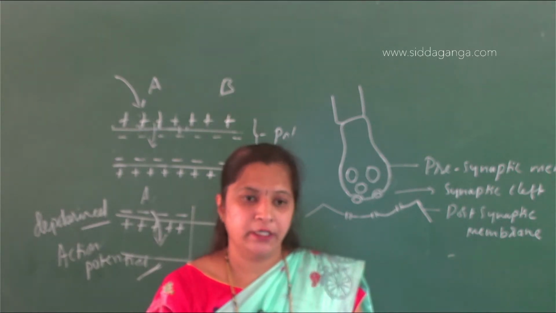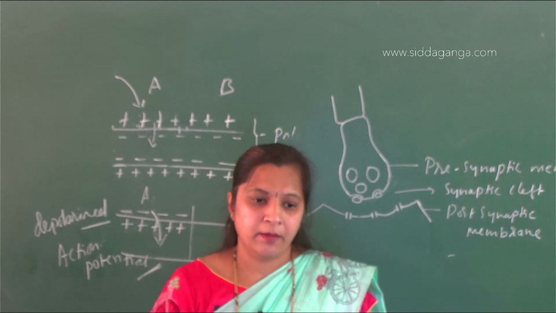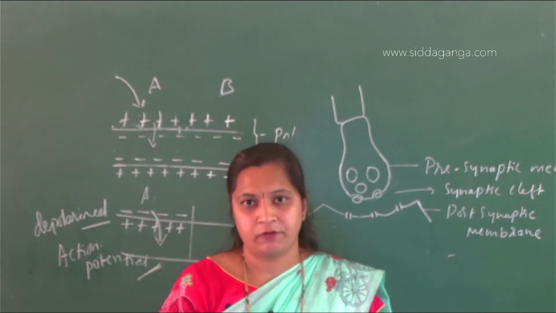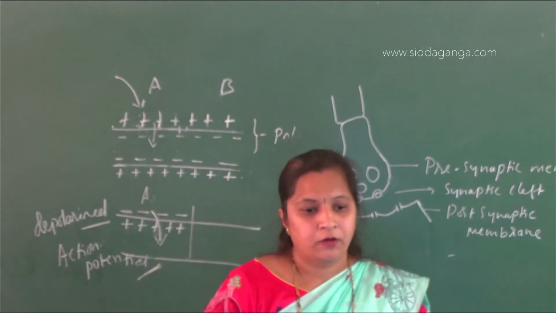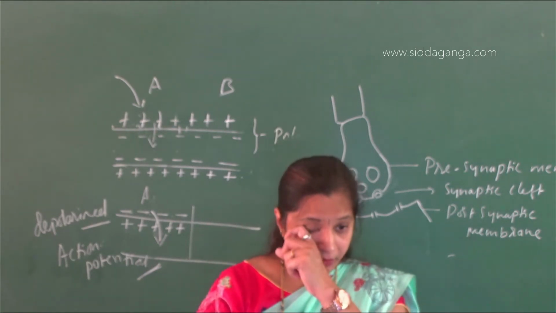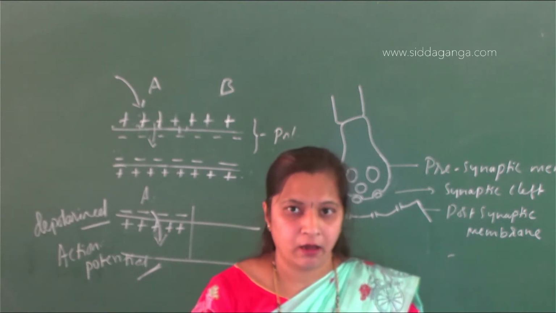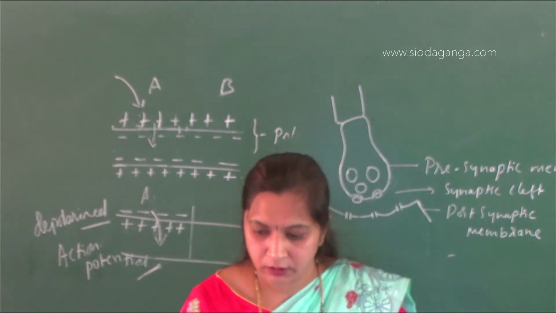So the right option here is all of these. The synapse is formed by all of these. That is, all of this is the correct one. A presynaptic membrane, synaptic cleft, postsynaptic membrane are involved in the formation of a synapse. So the right option here is all of these. Then next question.